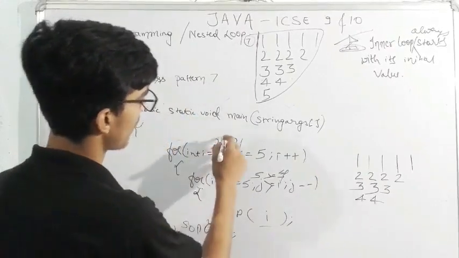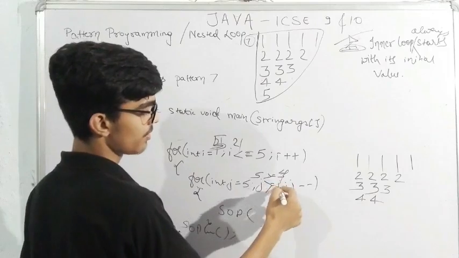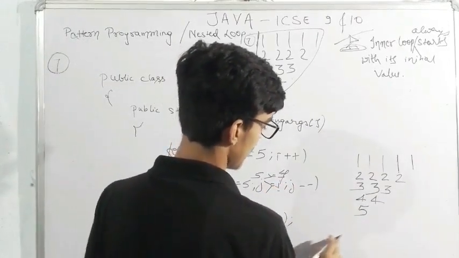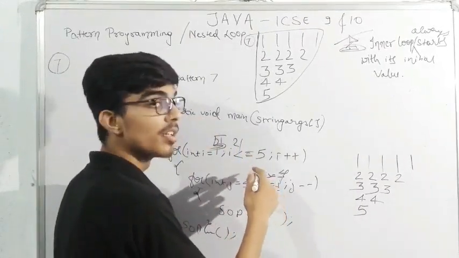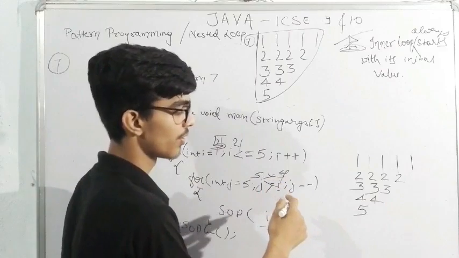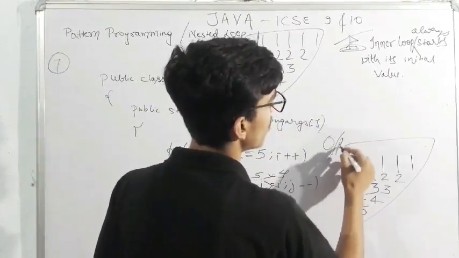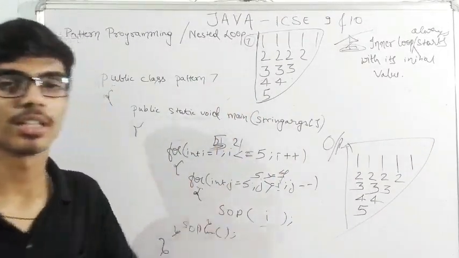And when it will become 5, 5 is equal to 5, yes, true. So once it will be printed, and after this it will become 6. 6 is not less than or equal to 5. So this will be the output for this program. So this program is totally correct.